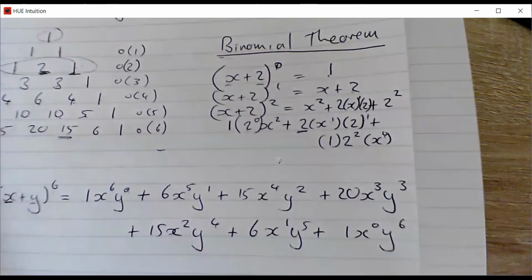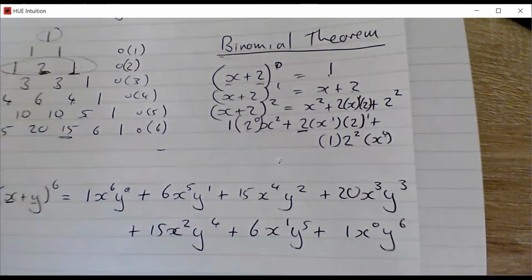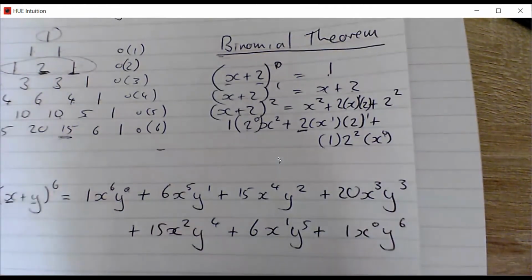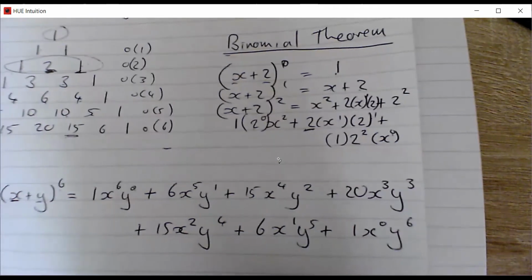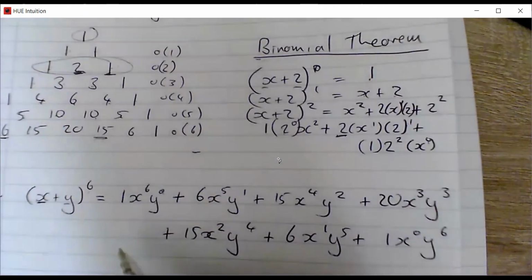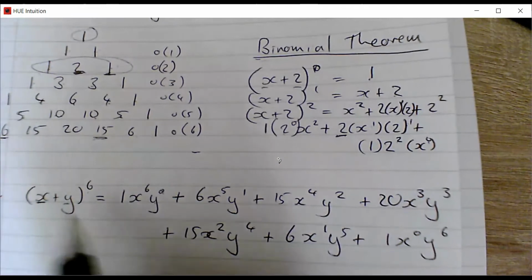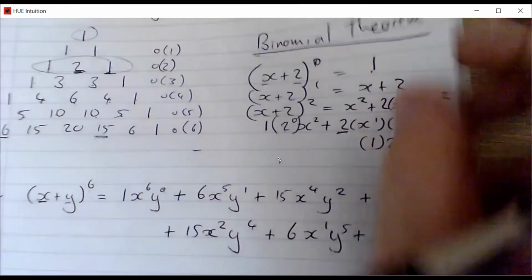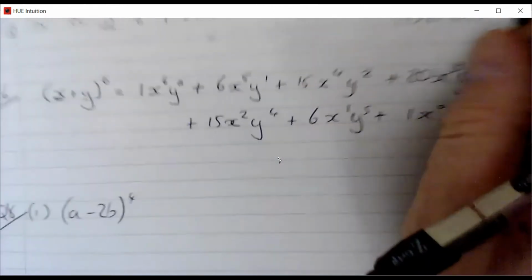Okay, and if you spot there's symmetry in this as well, if you were to switch x and y around, you still get the same 6 terms, just in a slightly different order. But this is what the binomial theorem says, and it's really handy because it saves us an awful lot of multiplying out brackets for binomials. That's a good time-saving device to have in your back pocket.